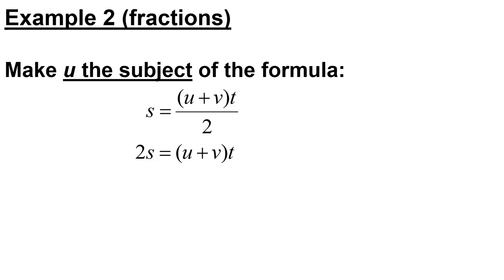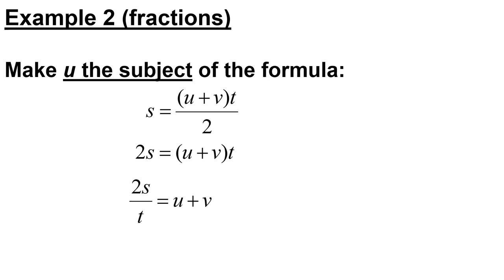First of all, we have to multiply both sides because we want to get rid of the fraction. So we will multiply by 2 on both sides. When you multiply by 2 on this side, the 2 cancels the 2 at the bottom. You are left with uv multiplied by t. That's why you have 2s is equal to uv multiplied by t.